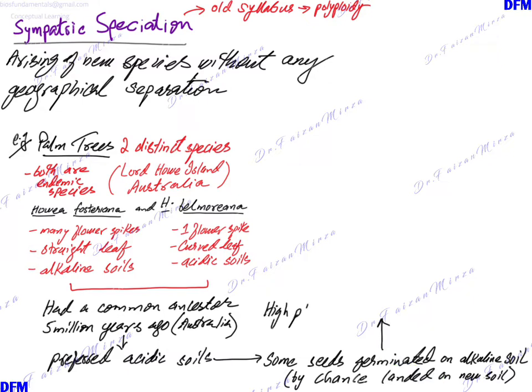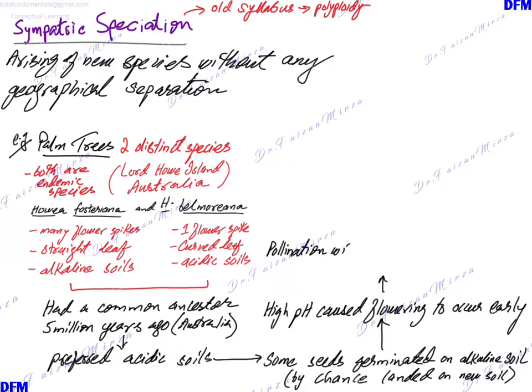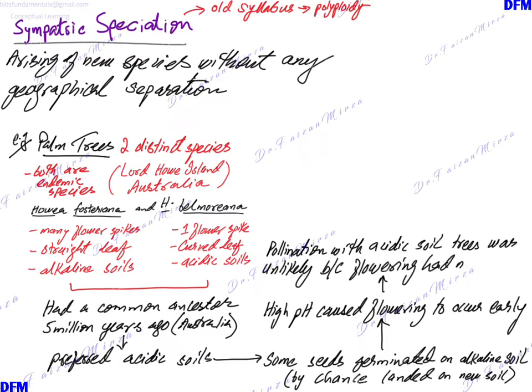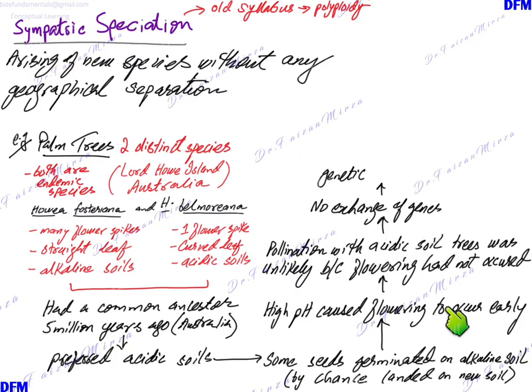And because of that high pH, it changed the flowering season of this plant. When the high pH caused the flowering to occur early, these flowers pollinated, while the plants growing in the acidic soil were unlikely to flower at the same time, because they had not flowered yet, their flowering season was yet to come. There was no gene flow between them, no exchange of genes, because when this individual was flowering, this one did not have flowers. The alkaline soil plant had flowers, whereas the acidic soil one did not have flowers at all. So they could not pollinate each other.